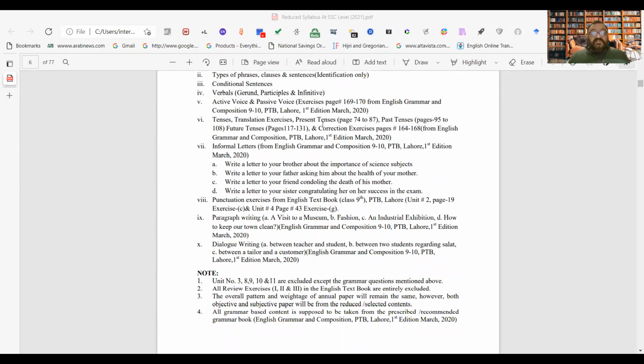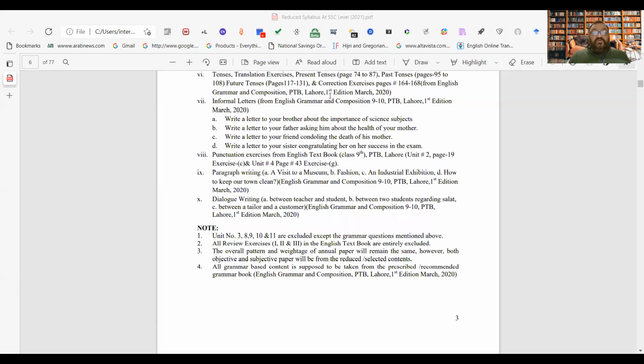Tense translation exercises, number 4, translation exercises: present tense, pages 74 to 87. Past tenses, pages 95 to 108. Future tenses, pages 117 to 131. And correction exercises, pages 164 to 168 from English Grammar and Composition, Punjab Textbook Board, Lahore. That is edition 1, March 2020, the same.